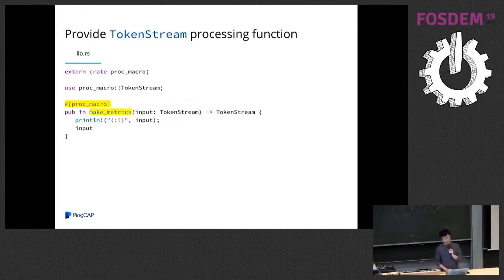Then you need to write a function. It just accepts a parameter whose type is TokenStream, and produces a TokenStream. So it's just a transform function, taking a token stream and transforming it and producing the new token stream. For example, here I didn't write the body for the function. I just print the token stream in debug mode. So you will see what token stream it is. And remember that for procedural macros, you need to add this attribute, proc_macro, so that your function will be called when the macro is invoked.